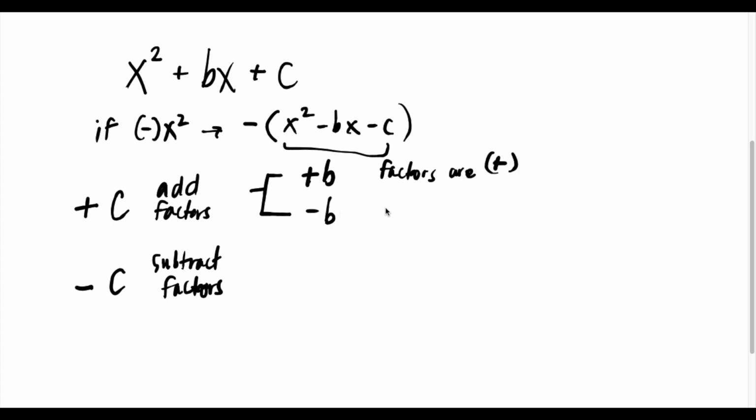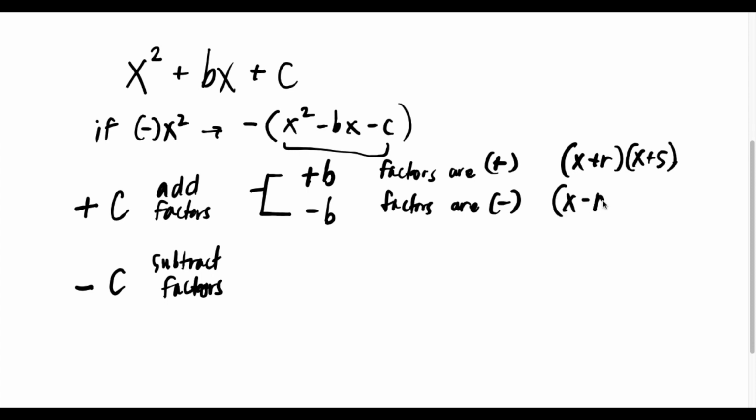Kapag negative ang b mo, both factors are negative. Okay? So, dito, ang magiging sagot mo would look something like x plus r, x plus s, sorry. Dito naman, ang magiging itsura niya would be x minus r, times x minus s. Okay? So, guys, dito na-consider na yung signs ha, so wag nyo gawing negative tapos a minus times negative, okay? Kasi babalik ka lang rin sa positive, okay? So, shortcut lang to or a way of checking.